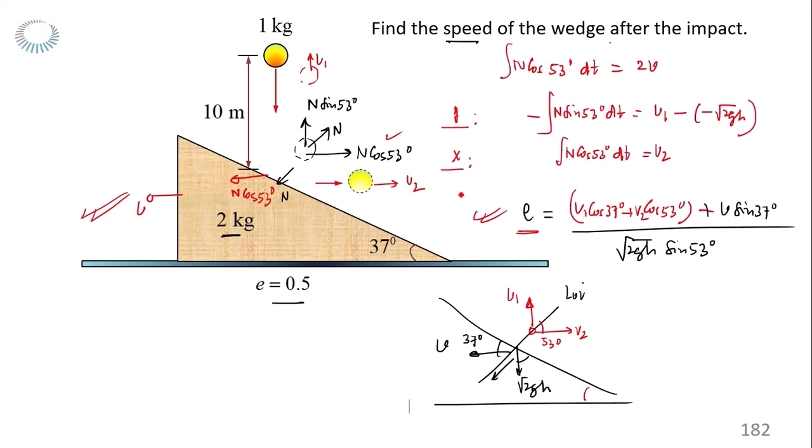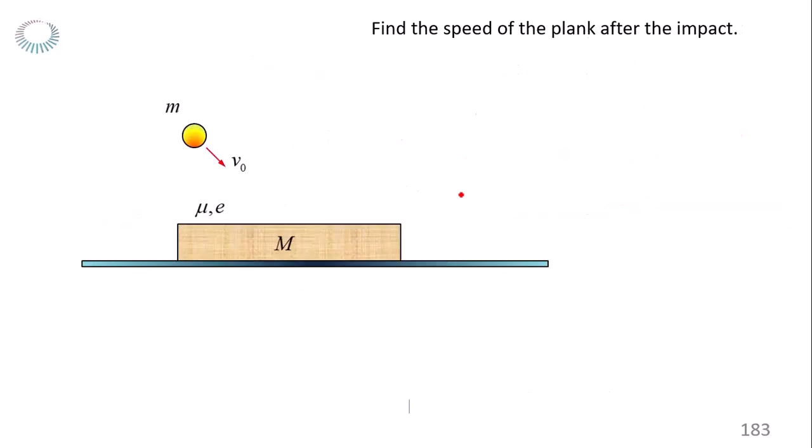Now the same problem can be much more complex if I take the effect of friction. Let us say on this wedge of capital mass M, there is friction. The ball is being projected in this direction, and you are asked to calculate the speed of the plank after the impact.